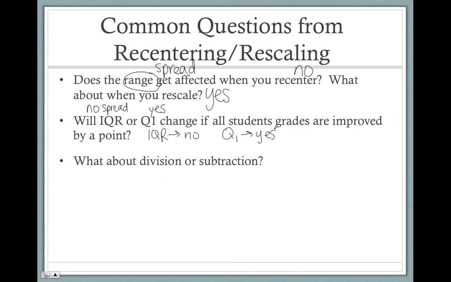Division or subtraction, I didn't mention these explicitly in the video, but you probably figured it out. Division follows the same rules as multiplication. Subtraction follows the same rules as addition, because multiplication and division are really the same thing. Addition and subtraction are really the same.